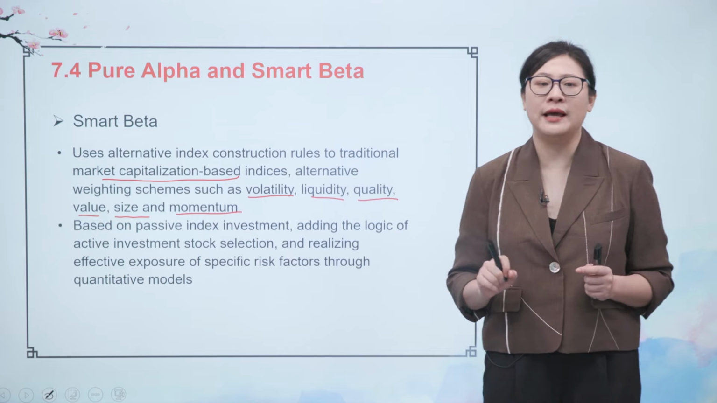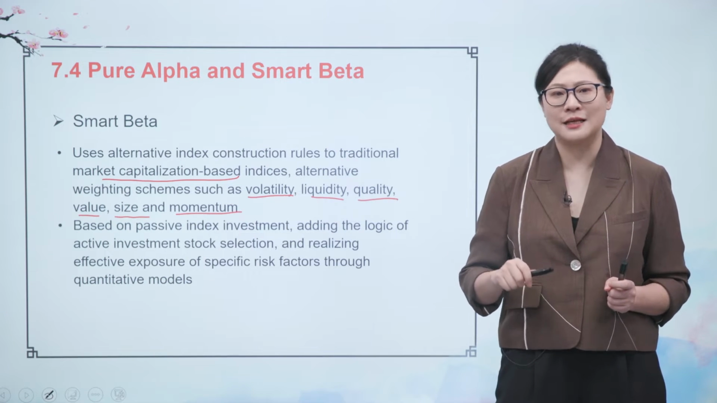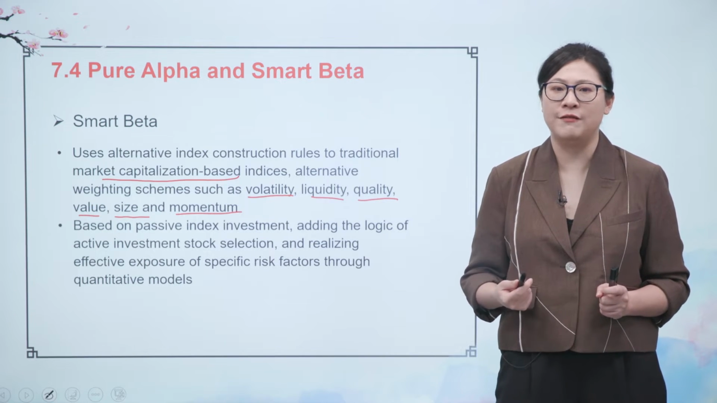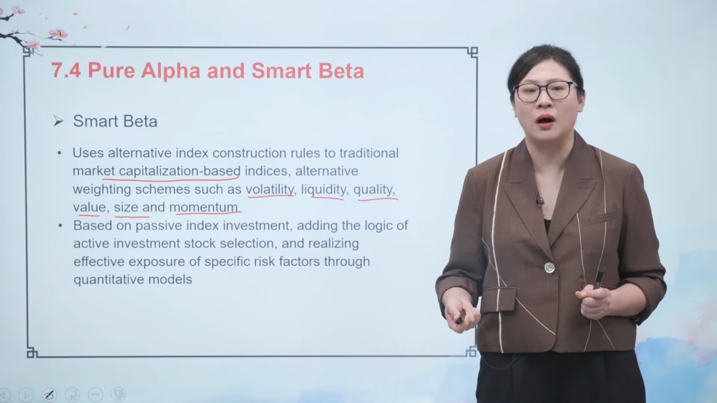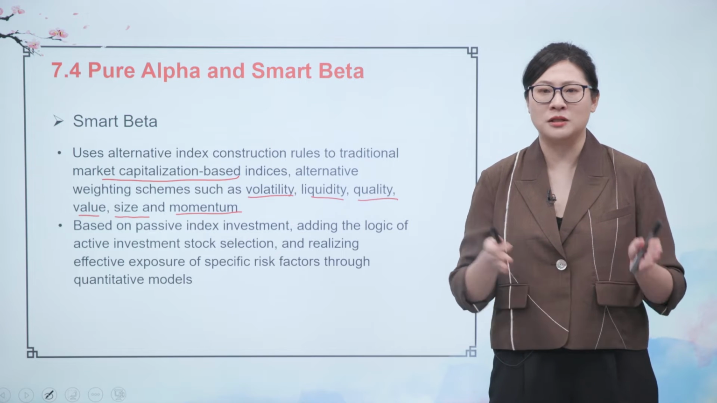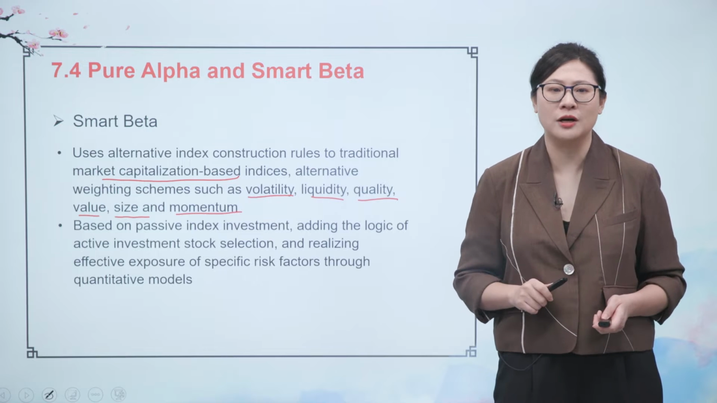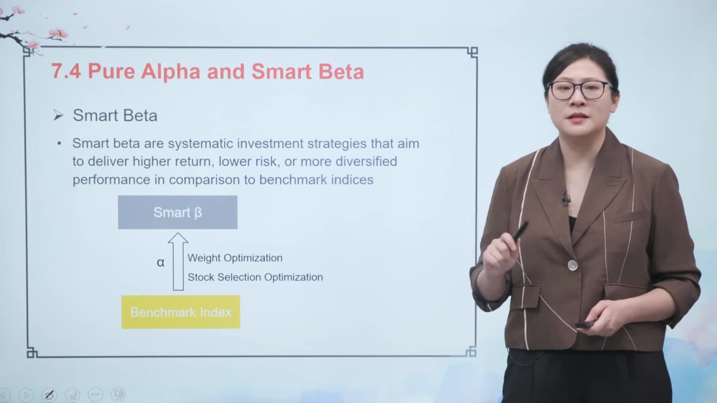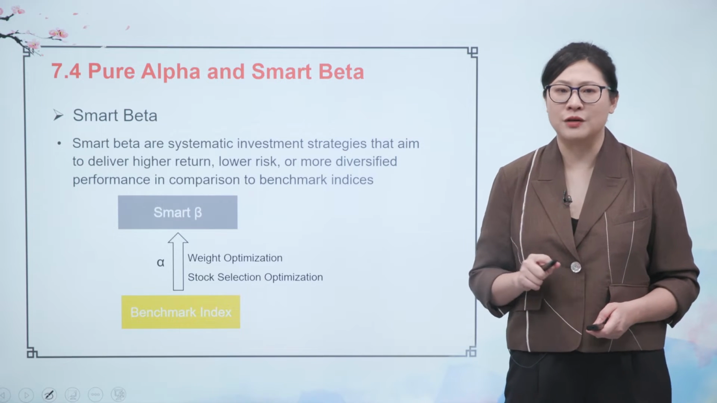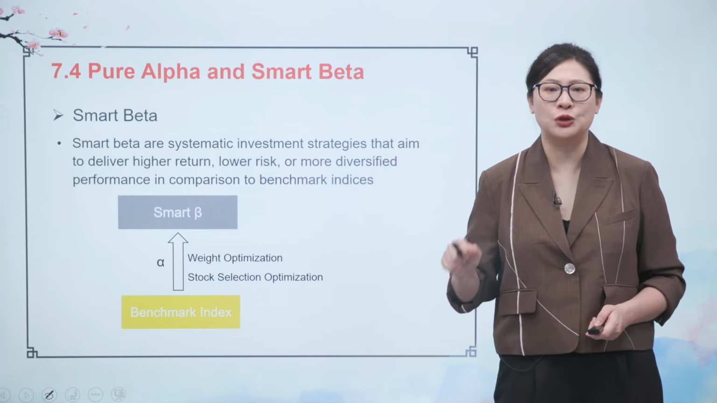And the second point is that, based on passive index investment, it adds the logic of active investment stock selection and realizes effective exposure to specific risk factors through quantitative models. So in this smart beta strategy, we combine passive investment together with active investment, and then we can earn the active return. Smart beta strategies are systematic investment strategies that aim to deliver higher return, lower risk, or more diversified performance in comparison to the benchmark index.